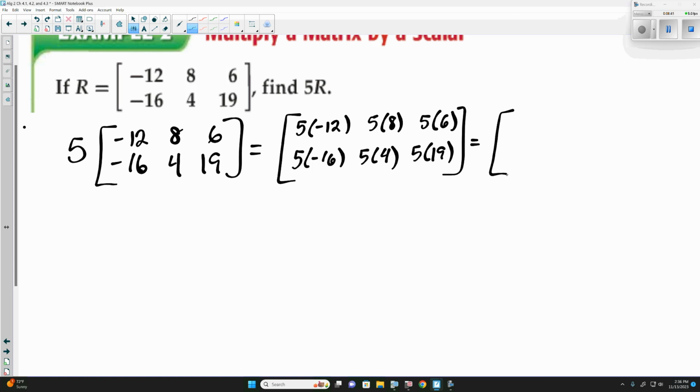And then we can calculate each one of these here. 5 times -12 is -60. 5 times 8 is 40. 5 times 6 is 30. 5 times -16 is -80. 5 times 4 is 20. And 5 times 19 is 95.